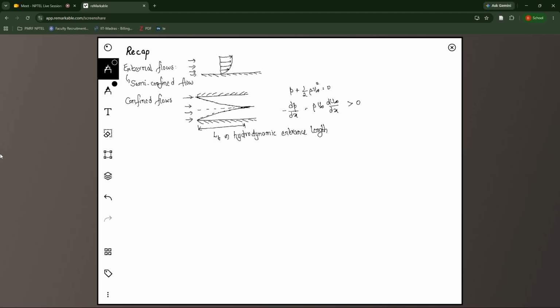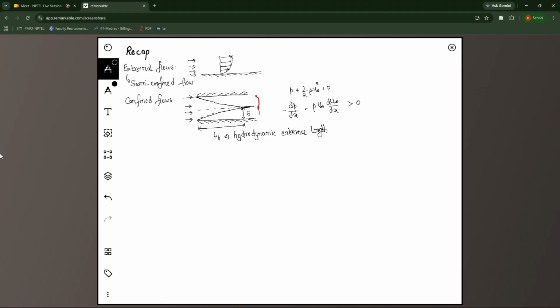Now, we can use the scaling analysis, whatever we discussed in the first week or second week of lectures, to estimate what the scale of this LH is going to be. So as you see, this is very similar to what we were doing in the boundary layer analysis. So this distance is more or less delta.